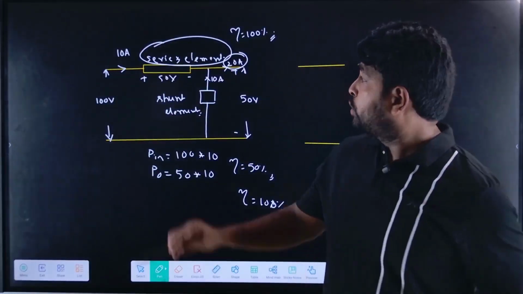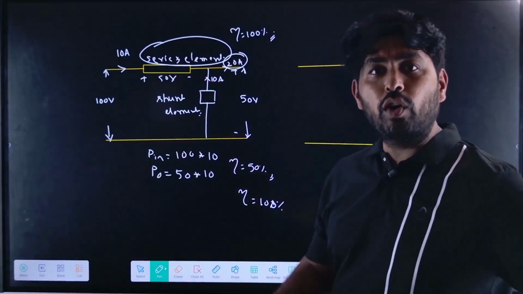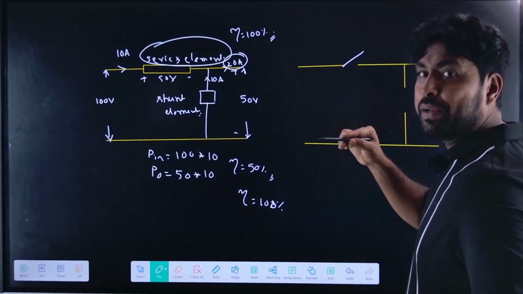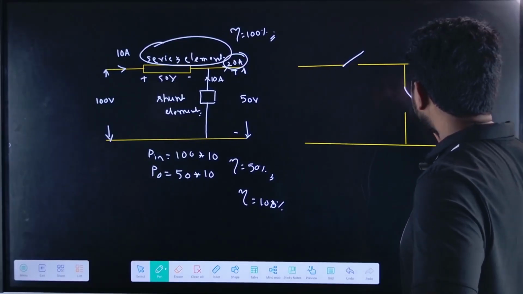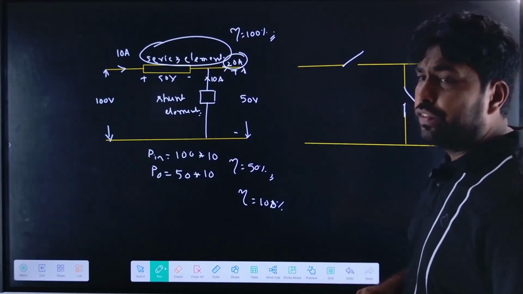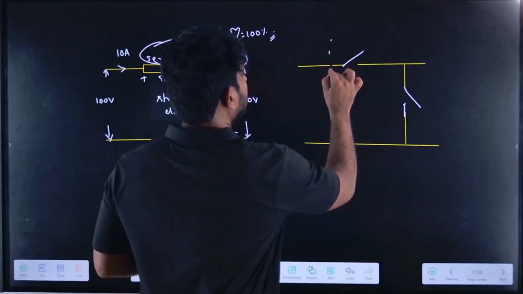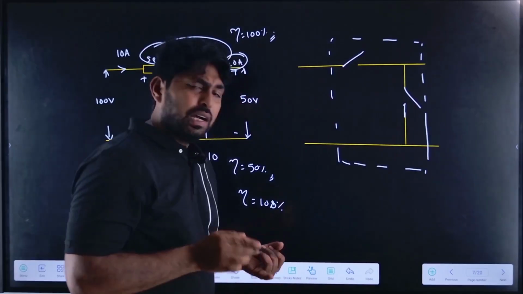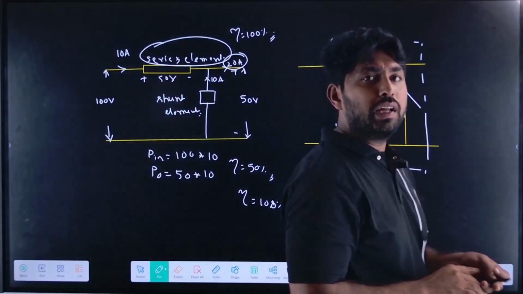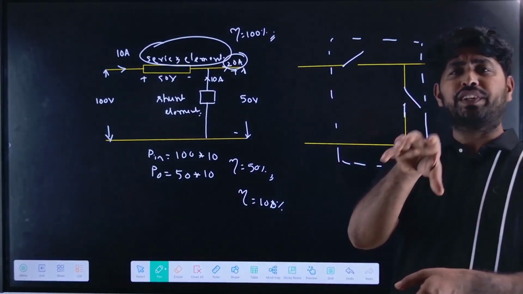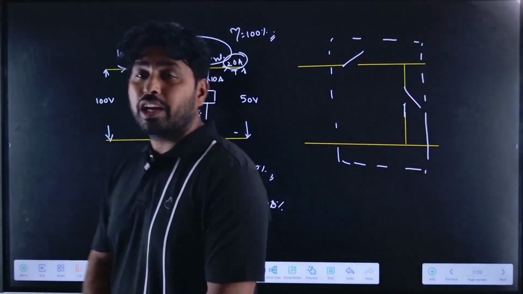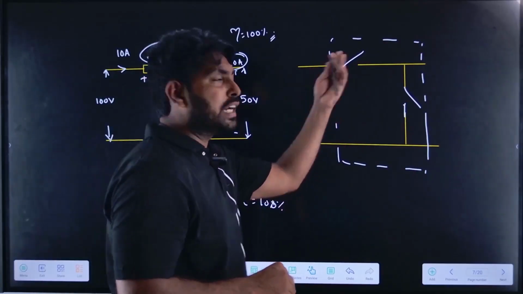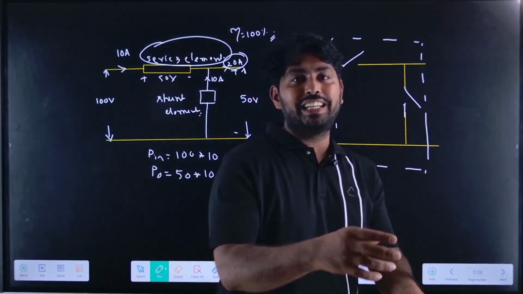Now there is a series element and a shunt element. Now let us replace these two elements with switches. This is the basic topology from which any converter is derived, such as the buck converter, boost converter, and buck-boost converter. It has two switches. Later on, these switches can be replaced with transistors and diodes also.